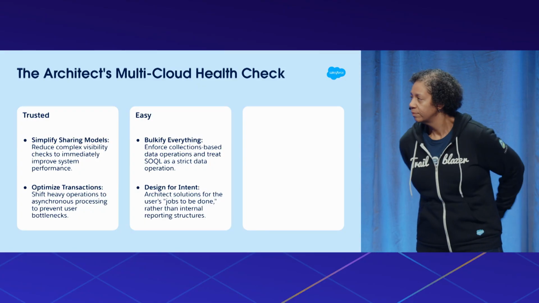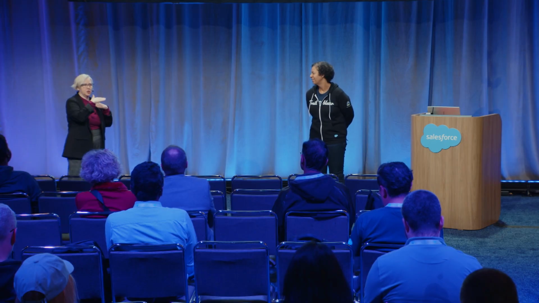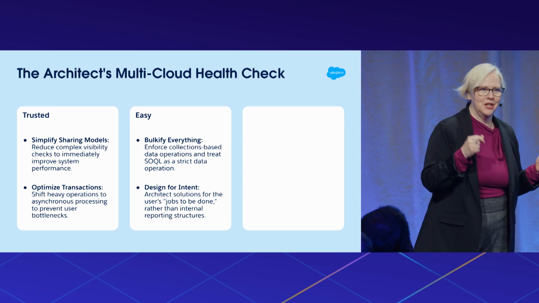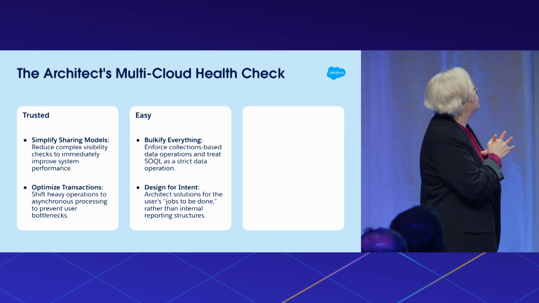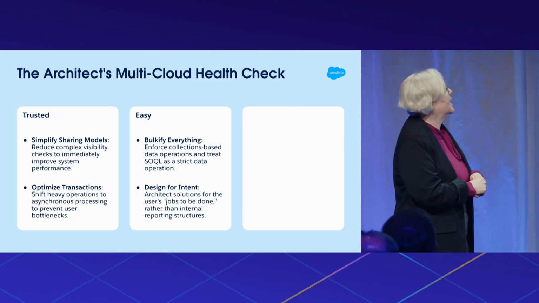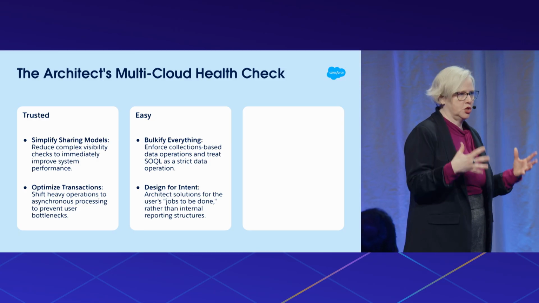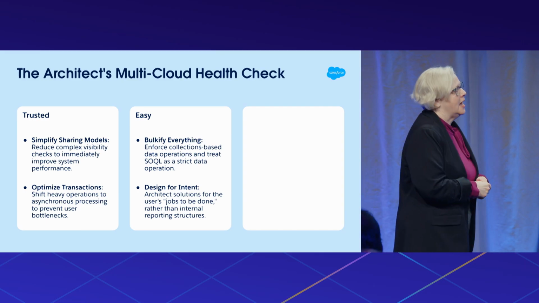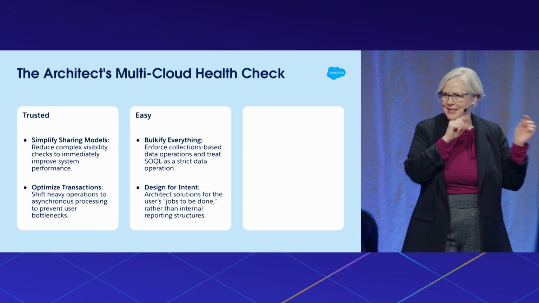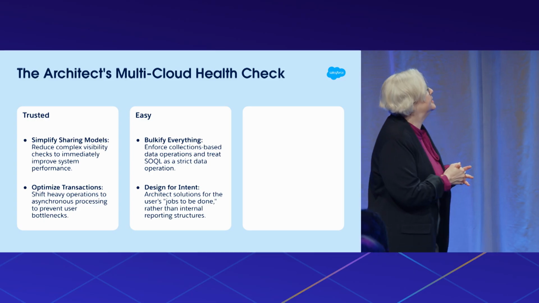So the easy layer: think about bulkifying everything. Especially at the beginning, it's very easy to say, oh, it's only a few records, but as you grow, it may fail if you haven't done this homework. So treat all those collection-based data operations, and treat SOQL as a strict data operation. Look into your code, making sure that best practices have been applied. When we talk about monolithic code, that's usually where something has not been done right, and that's where things start to misfire. The more modular things are, the easier it is to find.